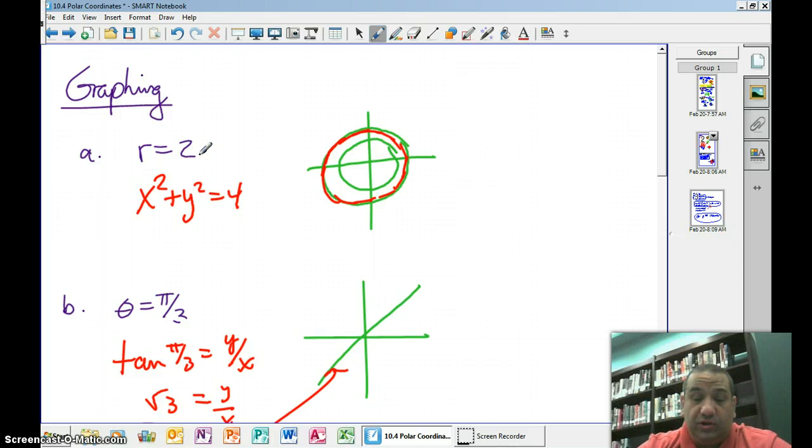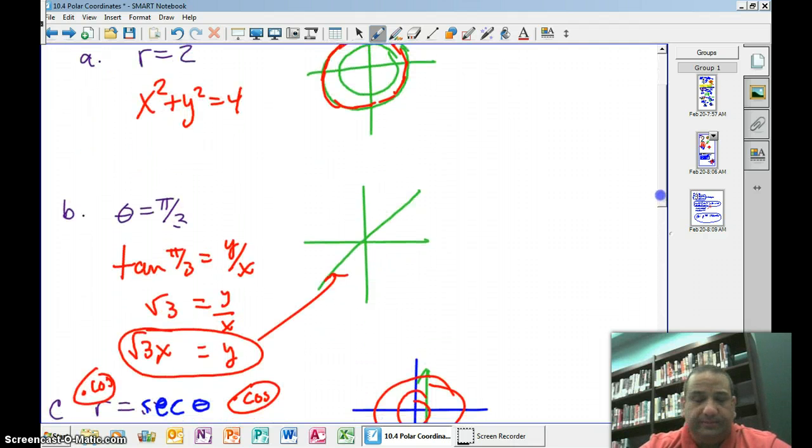So r equals 2. I think we saw last time it's x squared plus y squared equals r squared, so that's a circle. Take a look at this one, theta equals pi over 3. Well, tangent of theta is equal to y over x. So therefore, it's the square root of 3, because that's the tangent of pi over 3, is equal to y over x. So it's y equals square root of 3x, which turns out to be a line. Now, you may do this first before you go ahead and graph. I just have the answers right here, okay?